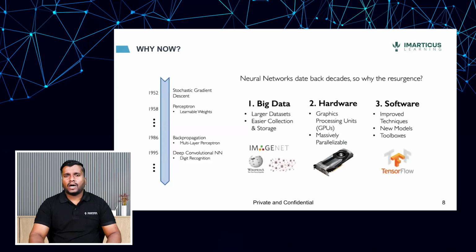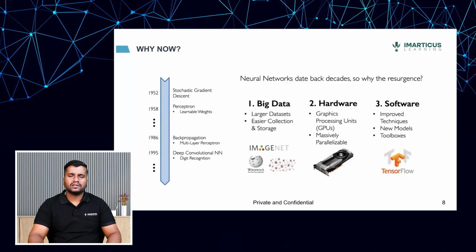Now, why are we trying to learn deep learning algorithms now? First thing we will try to understand is, did deep learning evolve earlier? Was it there earlier? Yes, it was there earlier. If you look at the history of deep learning, stochastic gradient descent was conceptualized in 1952. Then the perceptron and learning weights concept came in 1958. Backpropagation and the multi-layer perceptron existed in 1986. And the deep convolutional neural network, for digit recognition, took place in 1995.